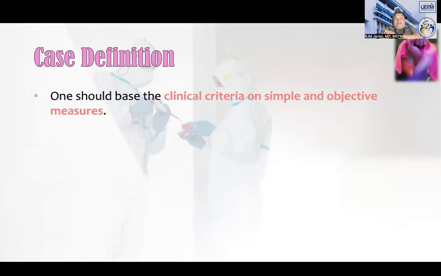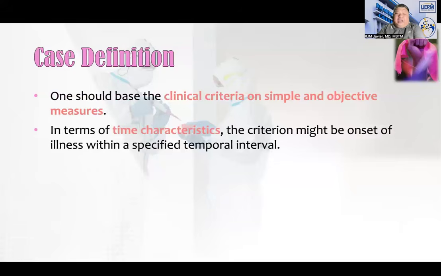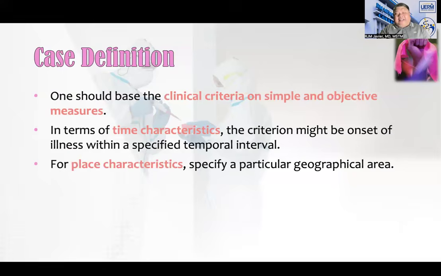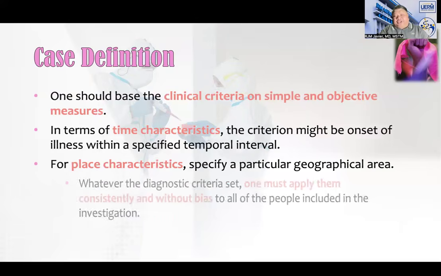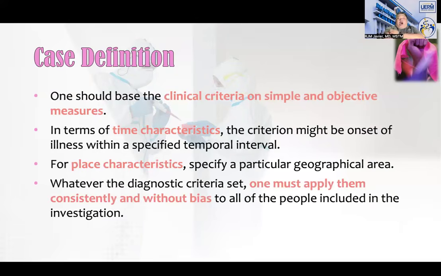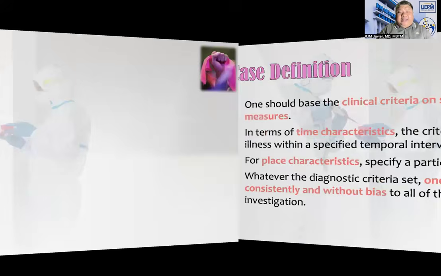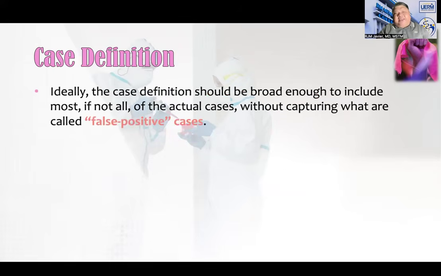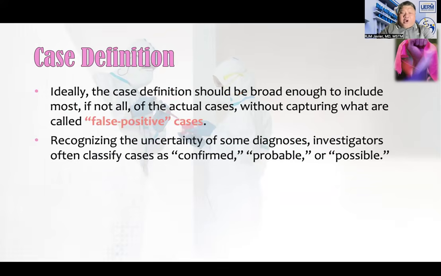Now, one should base the clinical criteria on simple and objective measures in terms of time characteristics. The criterion might be onset of illness within a specified temporal interval. For place characteristics, there could be specific geographical areas where there would be clustering of the cases. Whatever the diagnostic criteria set, one must apply them consistently and without bias to all the people included in the investigation. Ideally, the case definition should be broad enough to include most, if not all, of the actual cases without capturing what are called your false positive patients or cases.